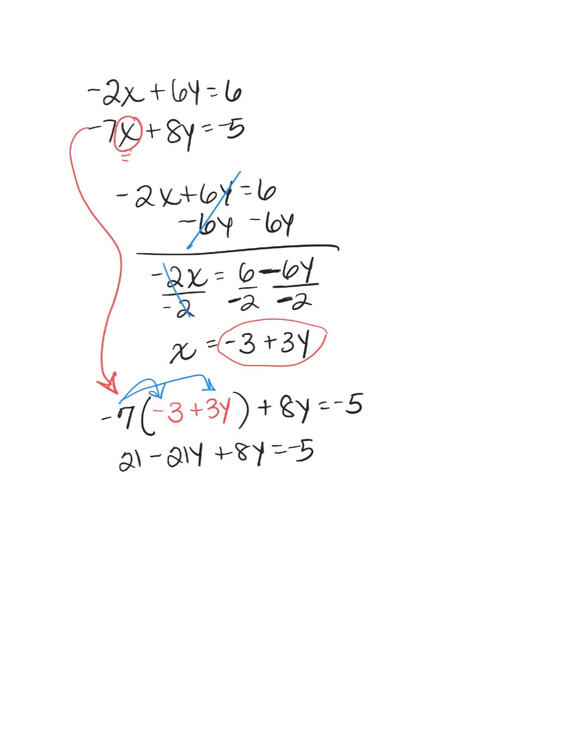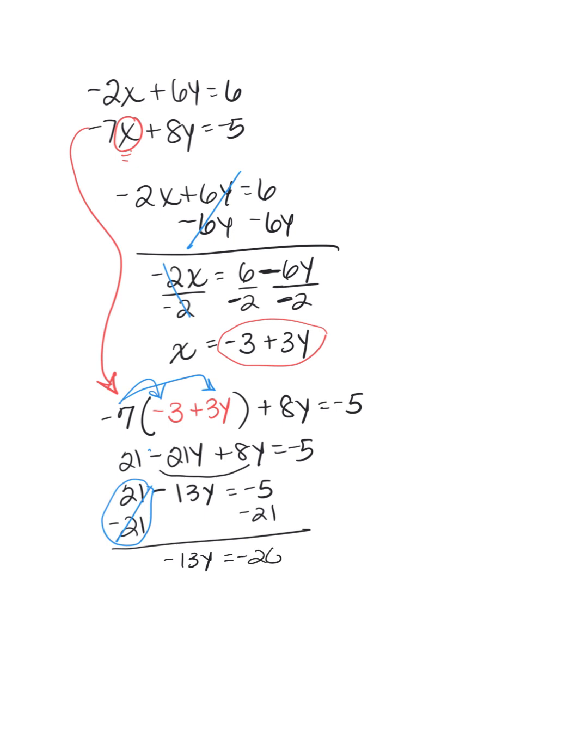Okay, combine like terms. We don't touch the 21. We're going to combine these. So that's -21 plus 8, which gives us minus 13y. It's equal to -5. Trying to get the y by itself, so I'm going to subtract 21 from both sides. Right? This cancels out. Yep, this cancels out. So that leaves me with -13y. And on the left, I can combine -5 and -21 because they're both constants. They're just numbers. And -5 minus 21 is -26.